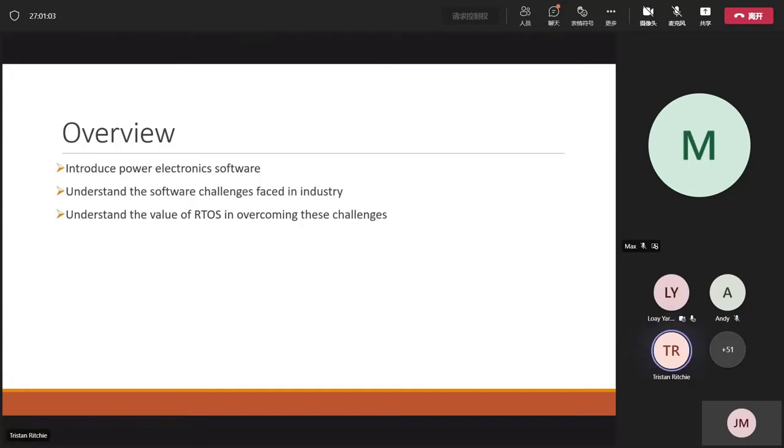The objective of the presentation today is to introduce some common requirements for power electronics software through the lens of motor control, and to show some of the challenges that are faced in industry with regards to power electronics software, and how the real-time operating system might be used to overcome some of these limitations and challenges.